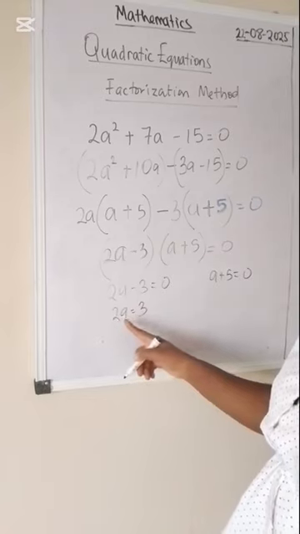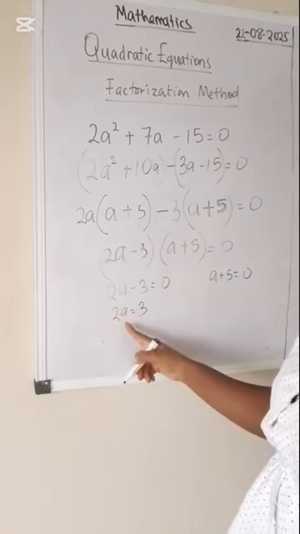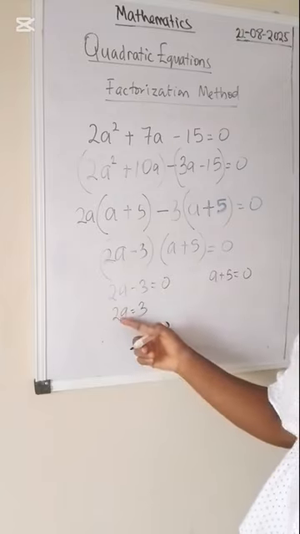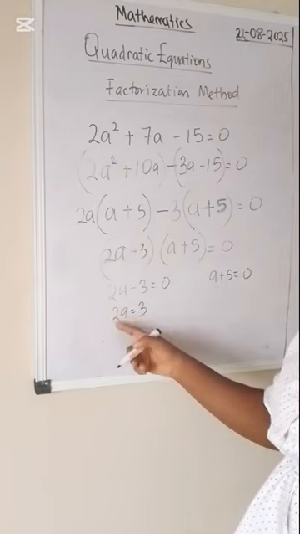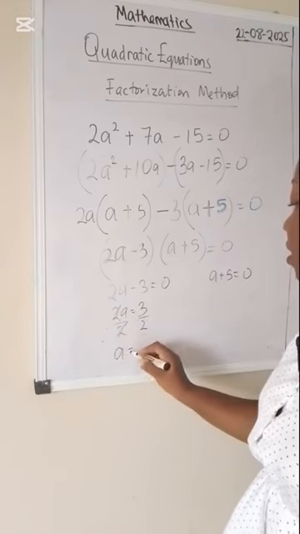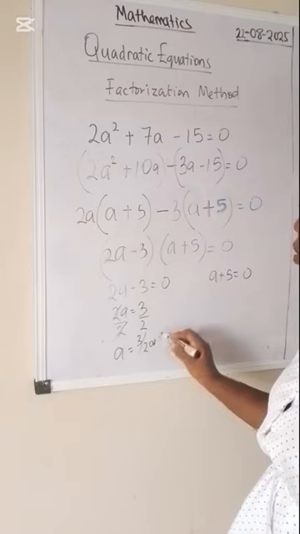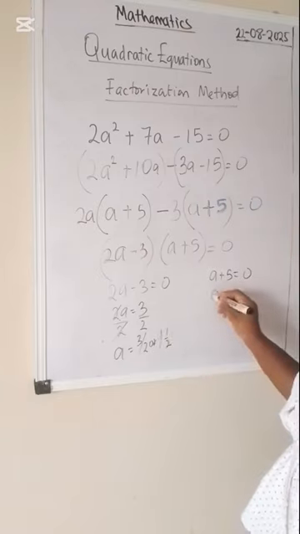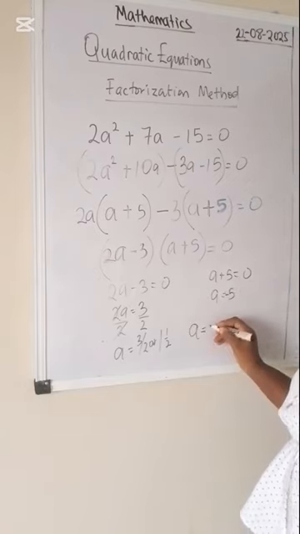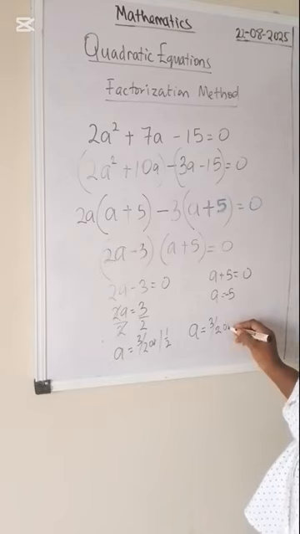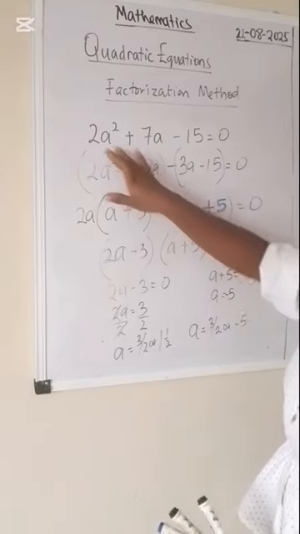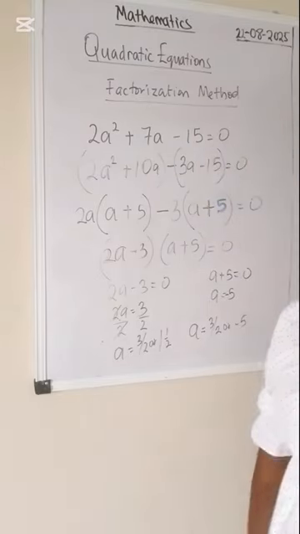Now you have 2a. We want a to be alone. That's the essence of what we are doing. We want a to be alone. So how do we get a to be alone? Divide both sides by the coefficient of a, which is 2. So we're going to divide this by 2. So a is equal to 3 over 2, or 1 whole number 1 over 2. And in this case, a is equal to minus 5. So the root of our equation is 3 over 2 or minus 5. These are the two values that when inserted into this equation, it will give you 0.